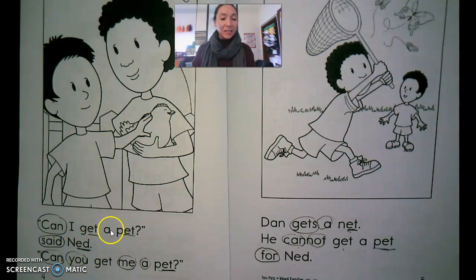Can I get a pet? Said Ned. Can you get me a pet? Dan gets a net. He cannot get a pet for Ned. Looks like he's trying to get some butterflies.